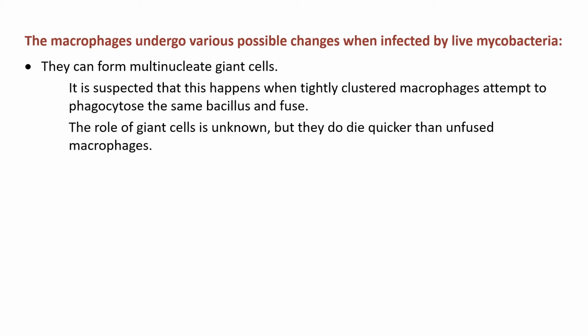They do come with various names, giant cells, Langerhans cells, but they're all a variation on the same thing. It's suspected that you get these multinucleate giant cells because multiple macrophages all cluster together, tight up against each other, and try to phagocytose the same mycobacterium. When they do that, they end up fusing. That's the theory anyway, and the role of them isn't really known. In terms of the progression, they're not really that significant, but they are in terms of seeing the histology.